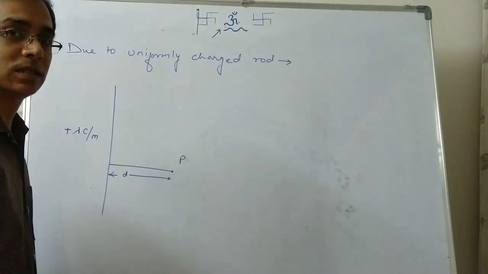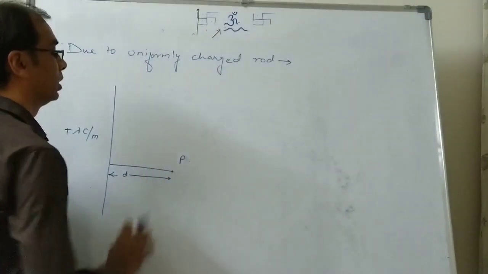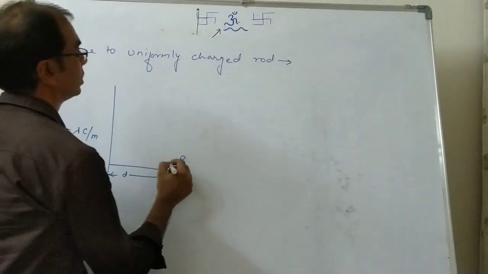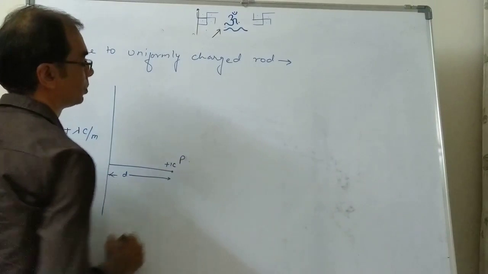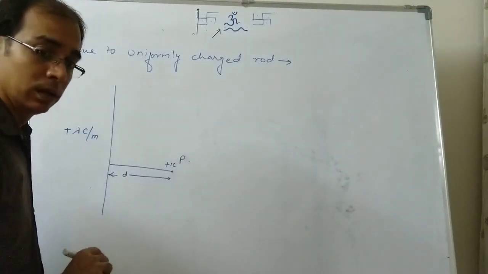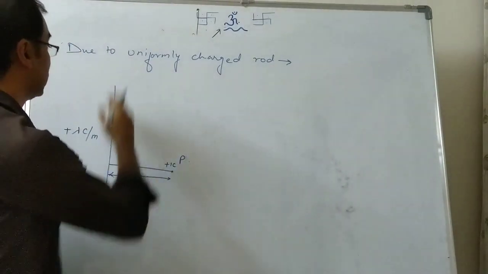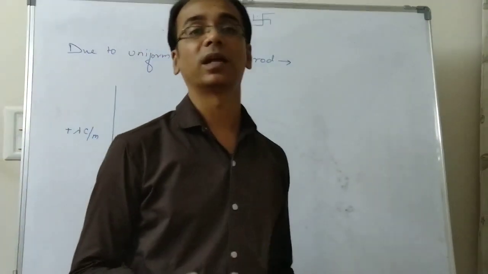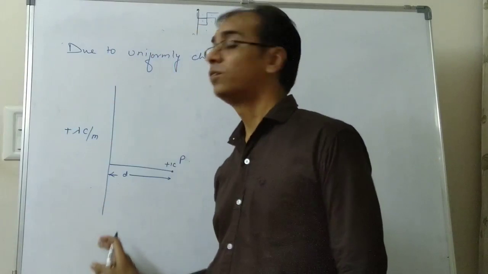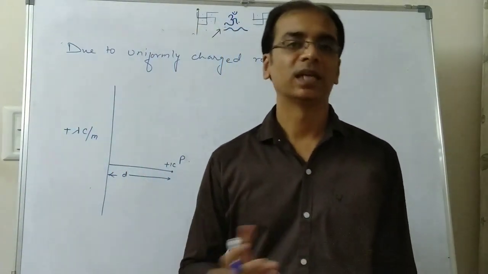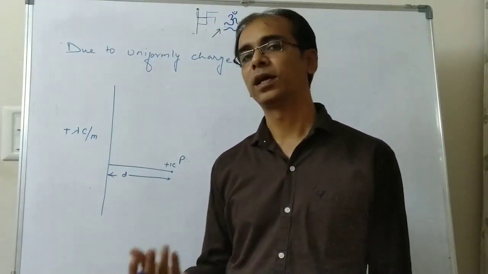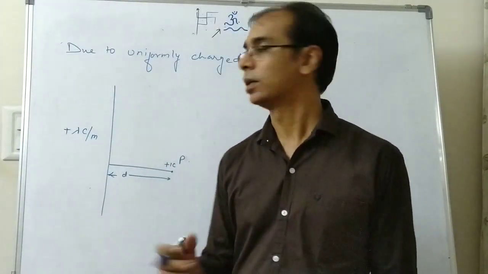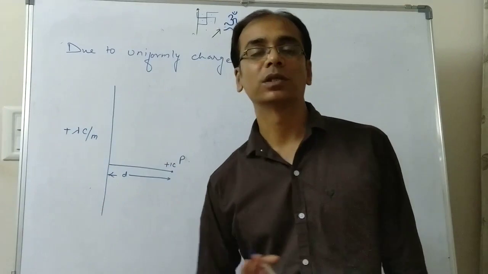What does our method say? The method says that wherever you want to find the electric field, you put a unit positive charge there, so plus 1. Like in the previous case, this wire can be considered as infinite number of point charges. We know Coulomb's law, and we can find the electric field or electrostatic force because of two point charges, right? So here also we have to consider the point charges.